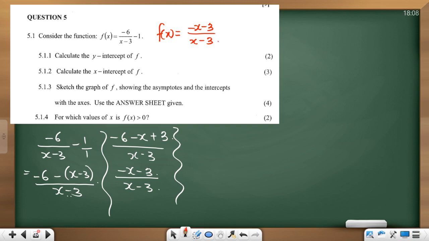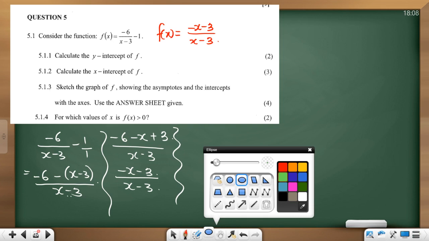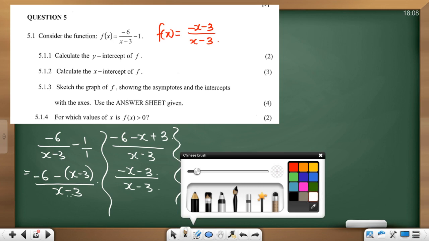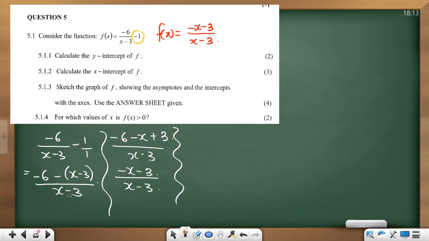This is hectic. Look at what I'm going to do here. This is minus x. Let's check something here. All right, so an examiner gives me minus x minus 3 over x minus 3.